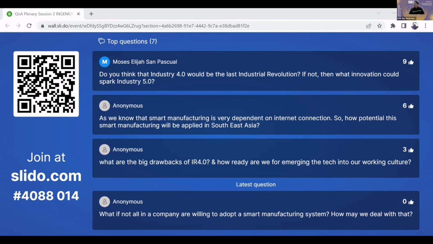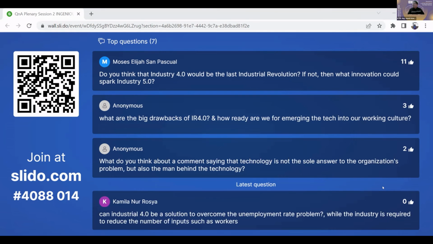Okay, very interesting. The next question is from Moses Elijasan Pascual. Do you think that Industry 4.0 will be the last industrial revolution? If not, then what innovation could spark Industry 5.0?